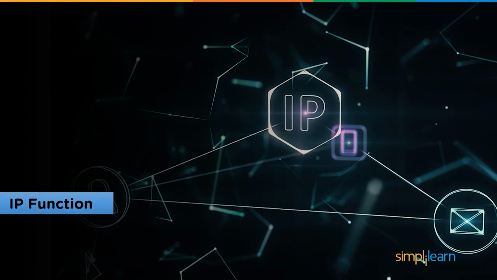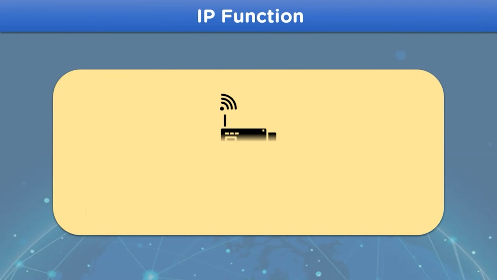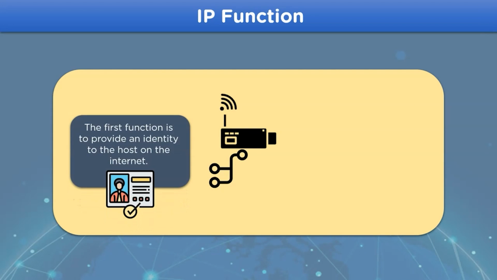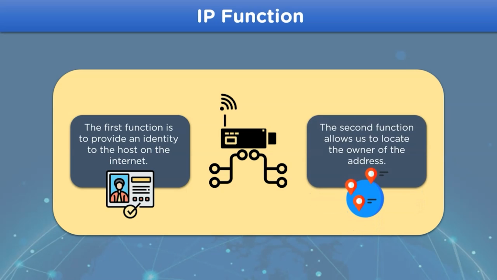Moving forward, we'll understand what exactly are IP functions. To begin with, IP functions can be divided into two types. For the first function, the Internet Service Provider assigns an IP address to the network device. The first function of the address is to provide an identity to the host on the Internet, whereas the second function is used as a location address for the host on the Internet.